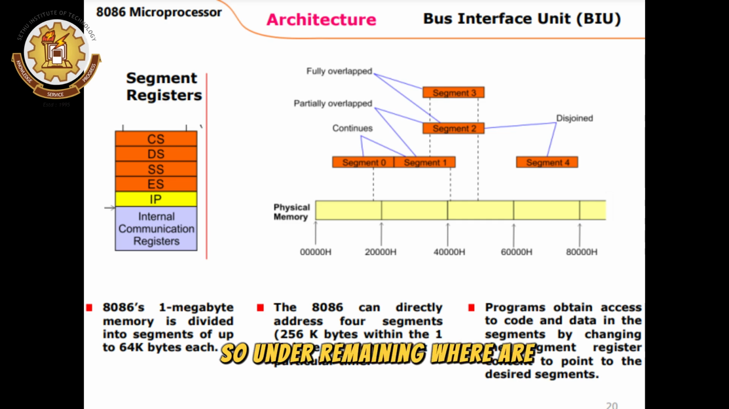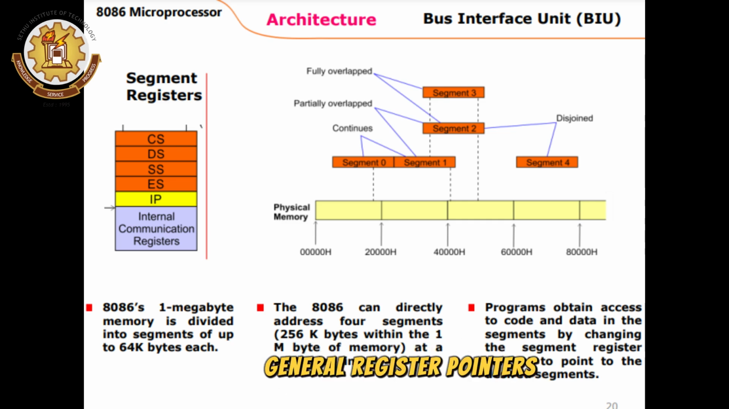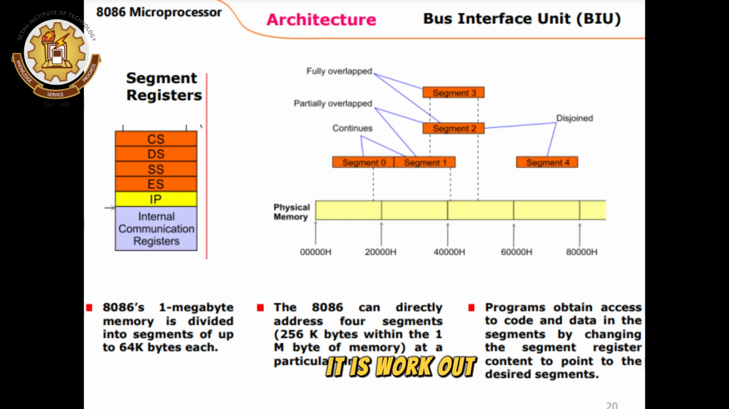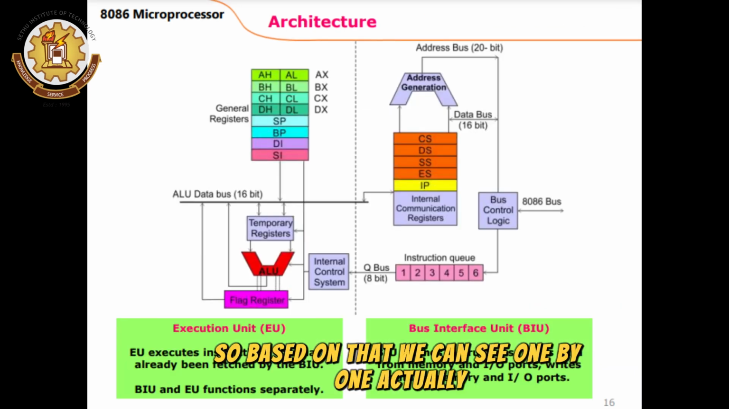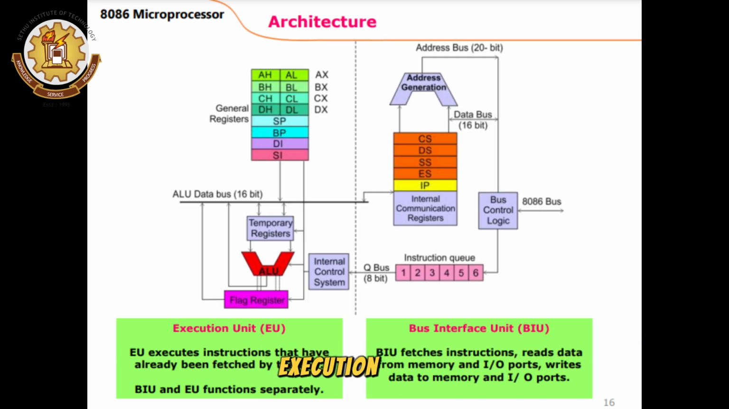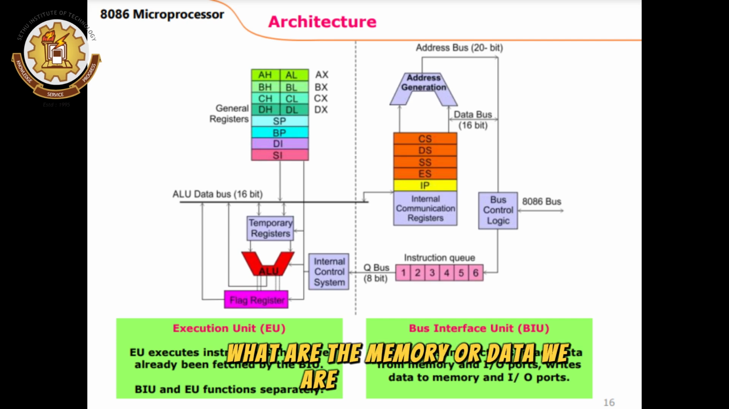The remaining parts, the data segment register, general registers, pointers, instruction flags, everything is performed in the execution unit. Based on how we send the data and how it works, we can see it one by one. First of all, we are going to see the execution unit. What is the work of the execution unit? The execution unit executes instructions that have been fetched by the BIU, the bus interface unit.